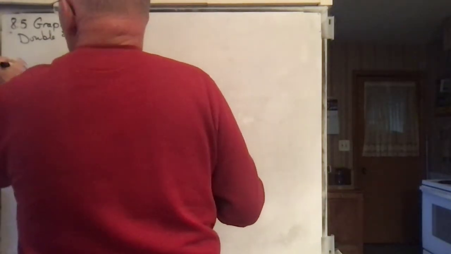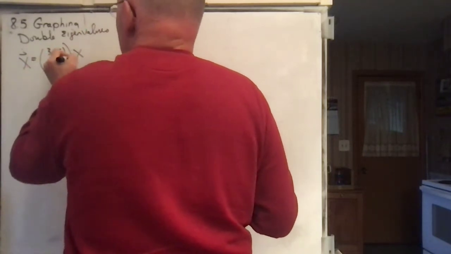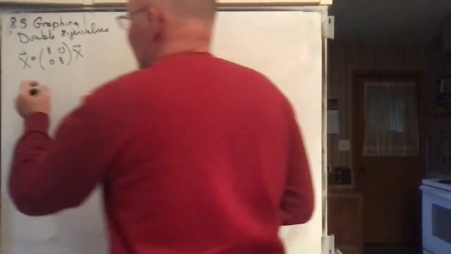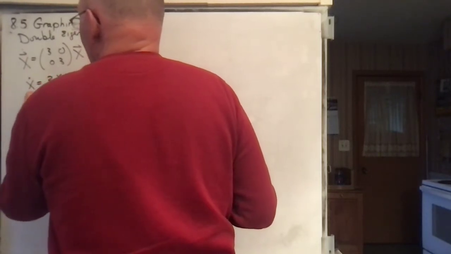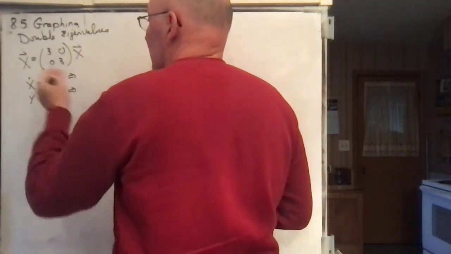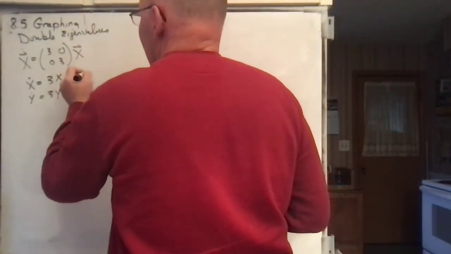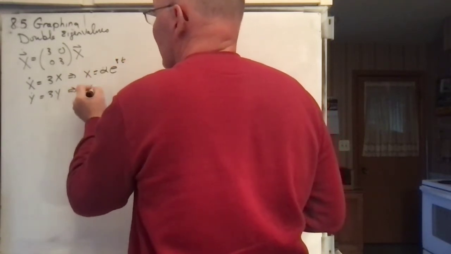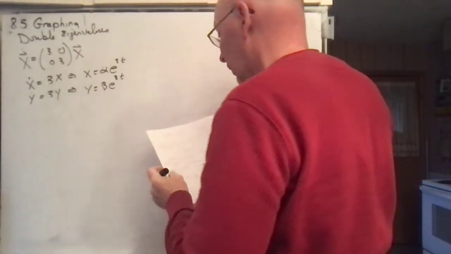And this gets more into linear algebra again, but if you have something like this, basically all you're saying is that x prime is equal to 3x and y prime is equal to 3y, and we can solve those from things we did back in the first chapter. This is going to be x is equal to alpha e to the 3t, and y is equal to, say, beta e to the 3t.